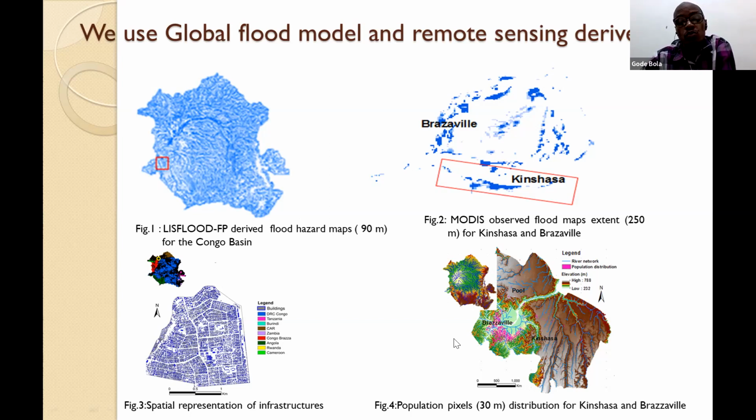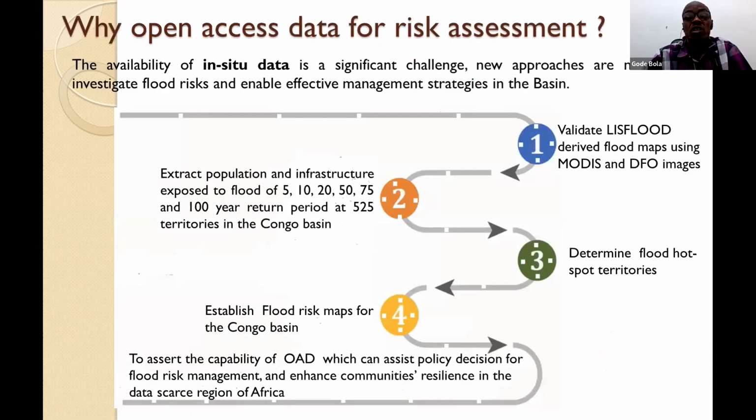We also used the population data, the WorldPop pixel, which is available online. It was about 30-meter resolution, and we came up with some infrastructure layers. From the infrastructure layer, we have things like roads or buildings and so forth. That was the open data source that we used in our study. And the open access was really helpful.